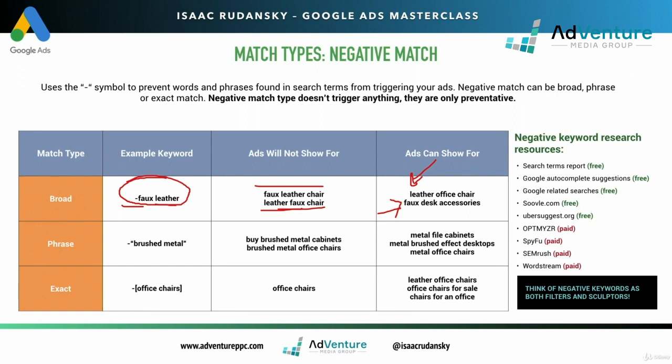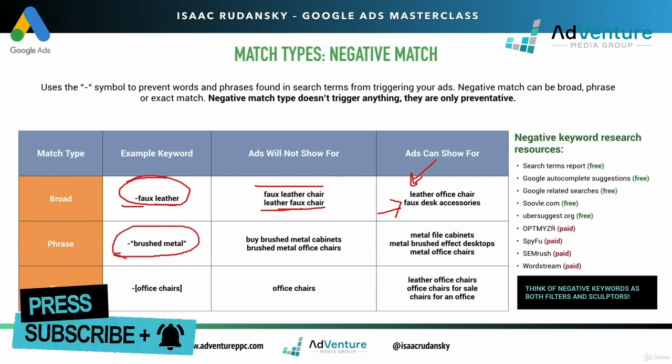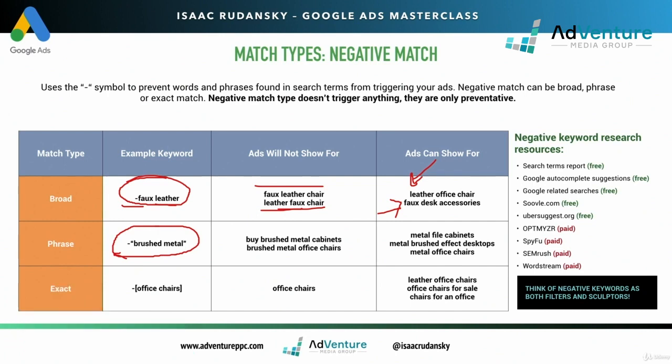And again, it works the same way. I'm telling Google with a negative phrase match, it's enclosed in quotation marks, and negative phrase match says when this specific phrase in this specific order shows up in any search term, I do not want my ad to show. So over here I have negative brushed metal, and this is how you would add that into your account with a negative sign and then the keyword in quotation marks. So your ads will not show up for buy brushed metal cabinets and brushed metal office chairs because brushed metal shows up in that order of my negative keyword in both of those search terms.